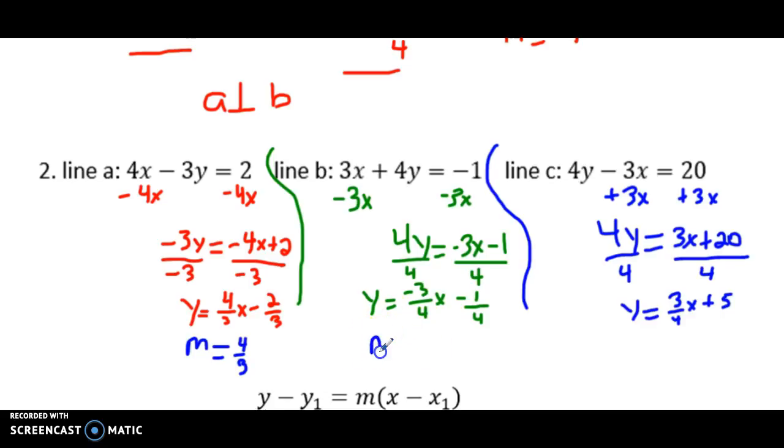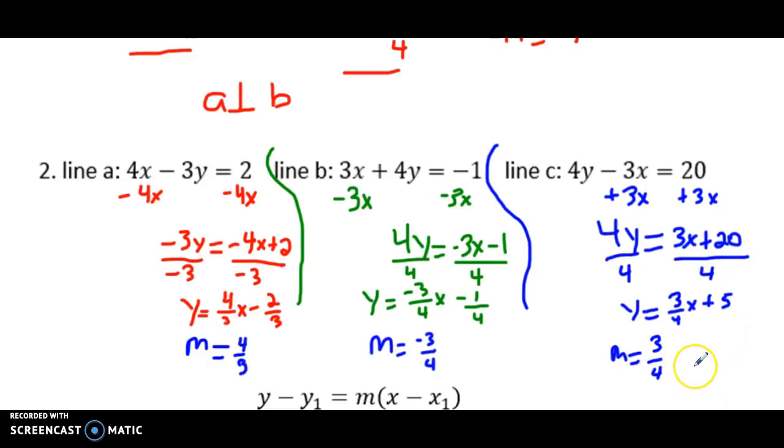Our second one, y equals negative 3/4 x minus 1/4, is going to give us a slope of negative 3/4. And last but not least, we have y equals, that's a terrible m, y equals 3/4 x plus 5. Again, 3/4 being our slope here.